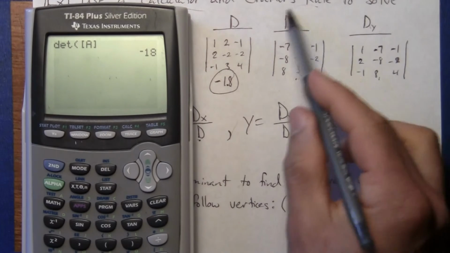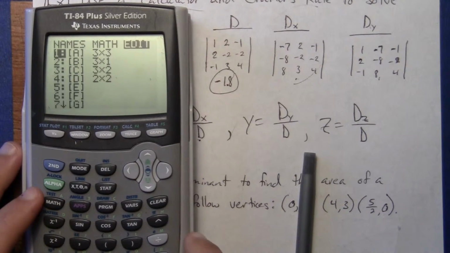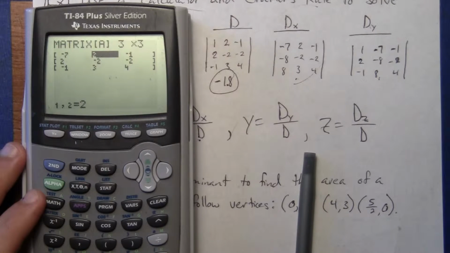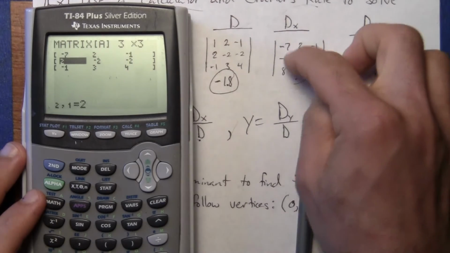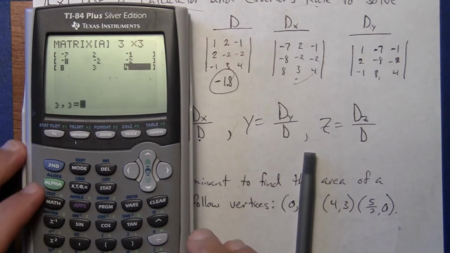So then I want to plug this into my calculator. Go back into your matrix category, go to edit. Again, tell it you want a 3 by 3. This time negative 7, 2, negative 1. Remember, really I'm just replacing this column, so I can say this is negative 8. Hit enter a couple times. Say this is 8. Hit enter a couple times.